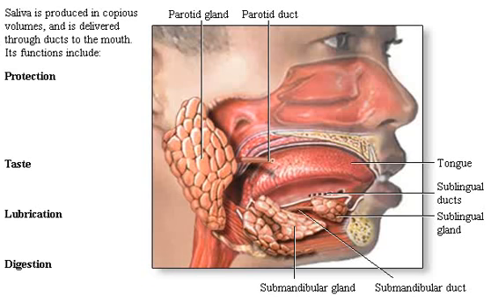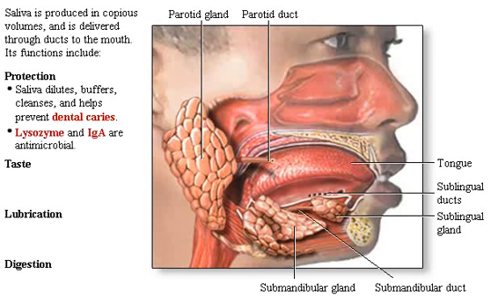Saliva is produced in copious volumes and is delivered through ducts to the mouth. Its functions include protection, taste, lubrication, and digestion. Click Protection to learn more. The volume of saliva produced in the mouth can dilute hot drinks and foul-tasting substances and buffer acids. Saliva protects the oral mucosa, cleanses the mouth, and helps prevent dental caries. Saliva contains lysozyme, an enzyme that attacks bacterial cell walls, and IgA antibodies that are active against bacteria and viruses.